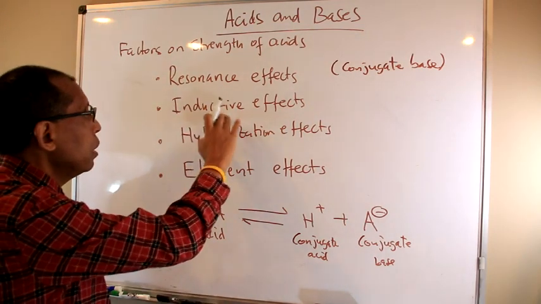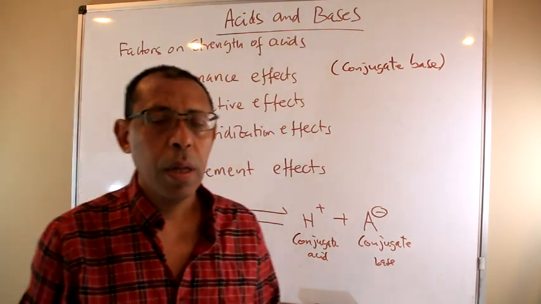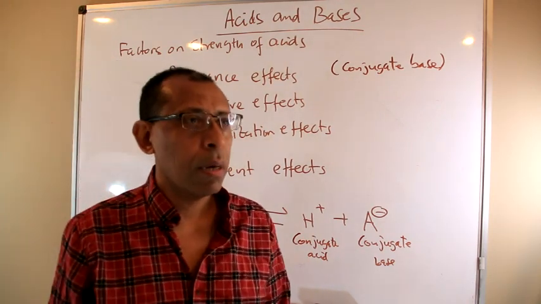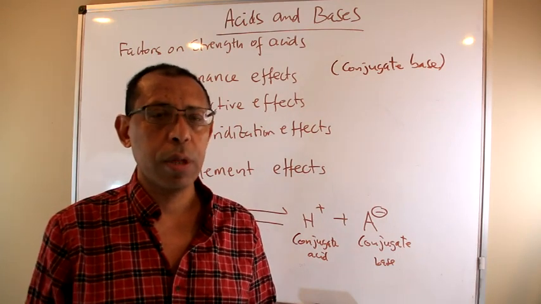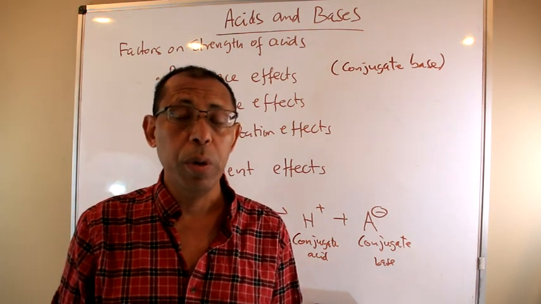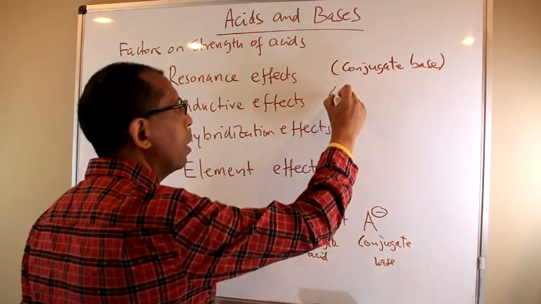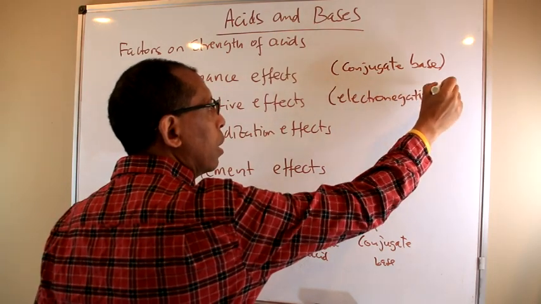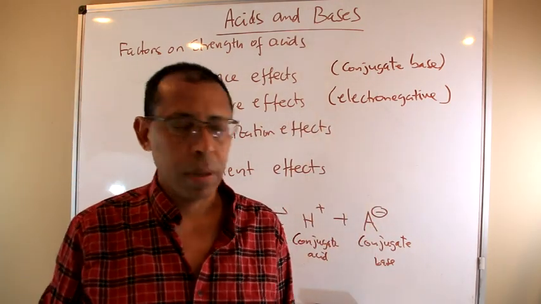The other factor is inductive effect. If, for example, the conjugate base that is formed has a factor like an electron withdrawing group, meaning a highly electronegative element to stabilize the conjugate base, that would be a very strong acid. So we'll demonstrate this by examples. For example, if you have electronegative atoms, how they are attached and how close they are would be affecting it, and this is called the inductive effect.